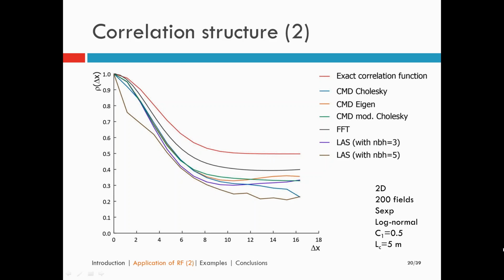You can see that the fast Fourier transform is closest to the red line, so from this graph we can conclude that the fast Fourier transform is slightly more accurate. And this is something which holds in general, that from my research it was found that the fast Fourier transform is the most accurate method.